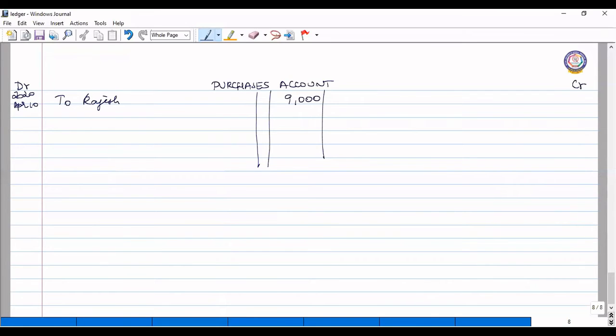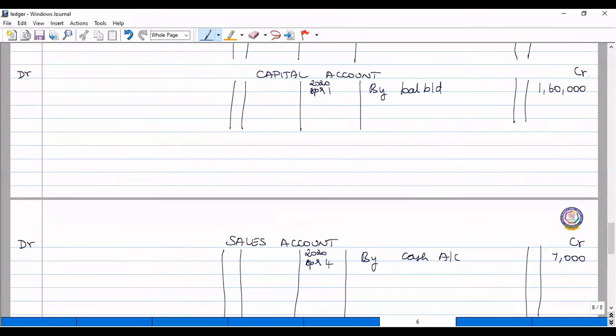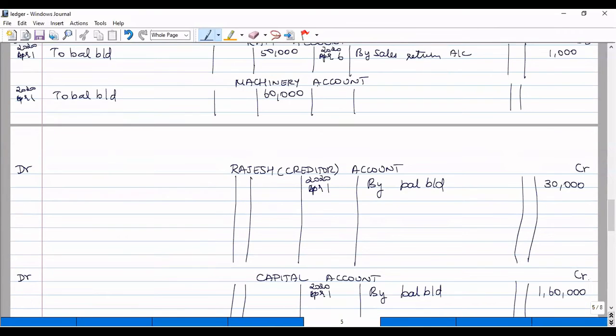Okay. Now we should go to Rajesh account, which is credited in the transaction. Now we have to post the entry there also on the credit side. April 10 by purchases account. Amount is 9,000.